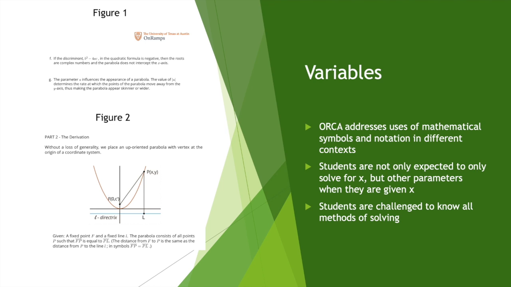So in the OnRamps text, it does address the uses of mathematical symbols and notation in different contexts. As you can see in figure 1, they explicitly note that a is a parameter from the standard form of a quadratic. Students aren't only expected to solve for x, but other parameters given maybe an x and a y, or other parameters and just different properties of the parabola.